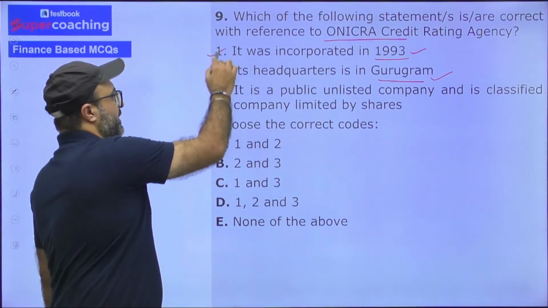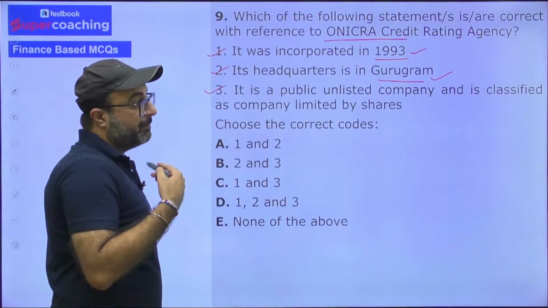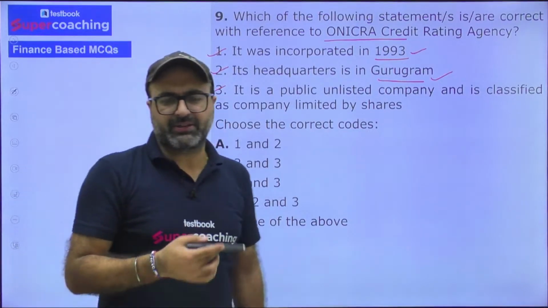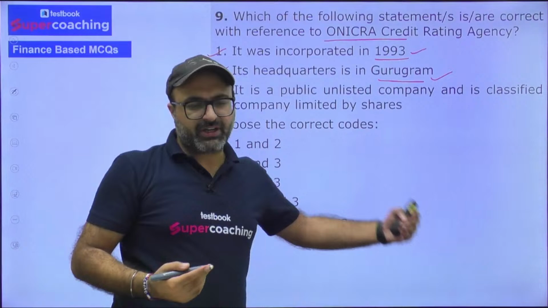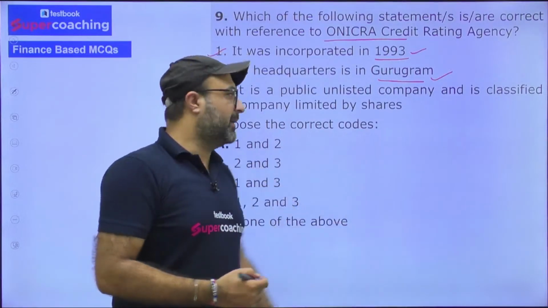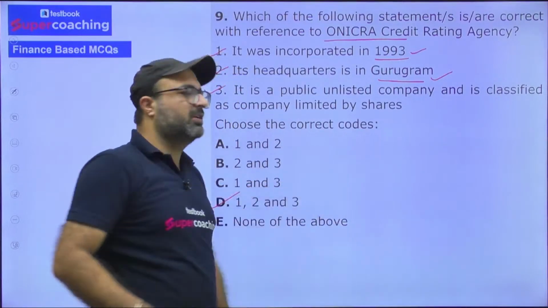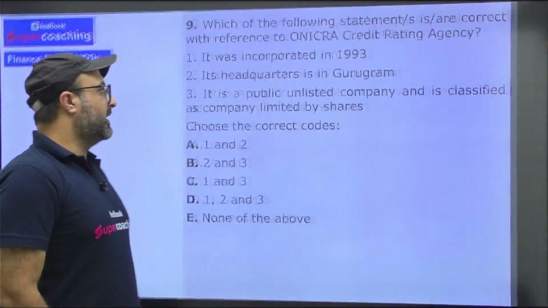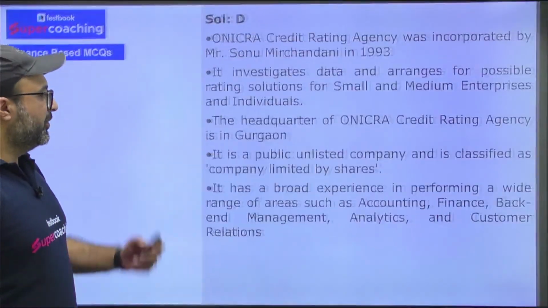It is a public unlisted company and is classified as a company limited by shares. That is true. That means it is a company, but it is not public. That means it is not listed on the stock exchanges, which means it has not issued its shares openly to the public. So the answer is going to be D option. 1, 2, and 3 are the correct answers. Moving on to the next question.